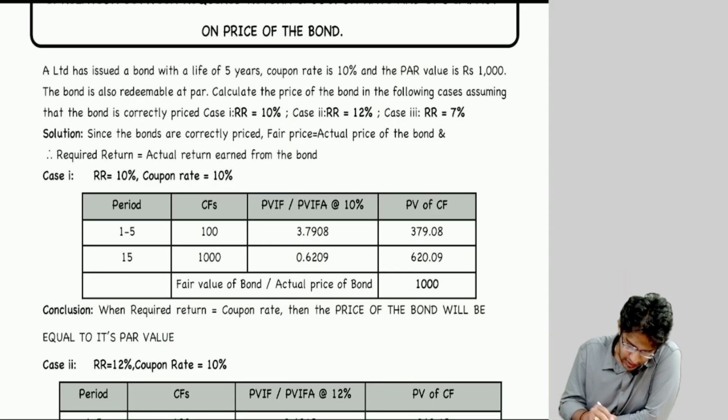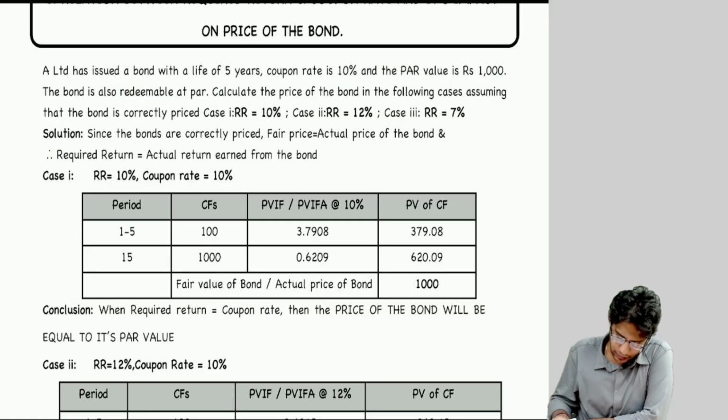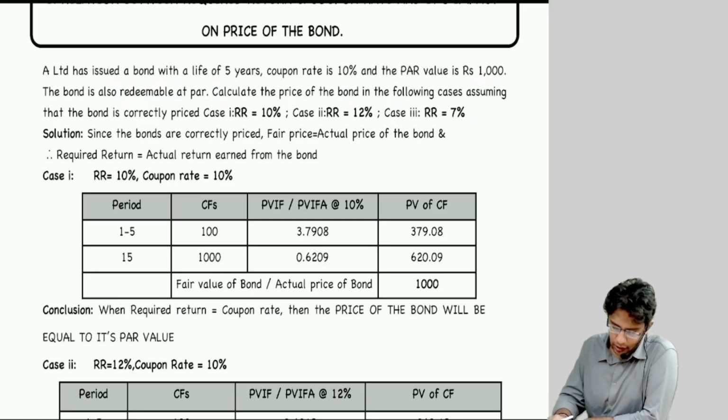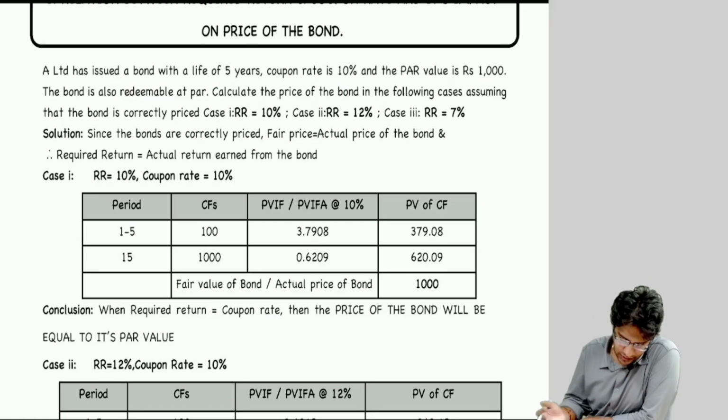Read now. A Limited issued a bond with a life of 5 years. Coupon rate is 10%. Par value is 1000. Okay, 5-year bond, coupon rate 10%, par value 1000. The bond is also redeemable at par. Nice. Calculate the price of the bond in the following cases, assuming that the bond is correctly priced.